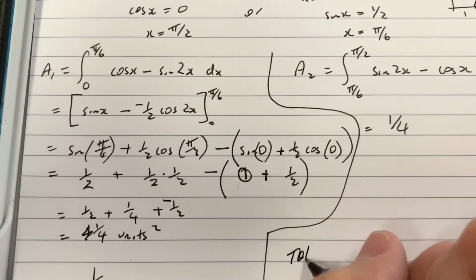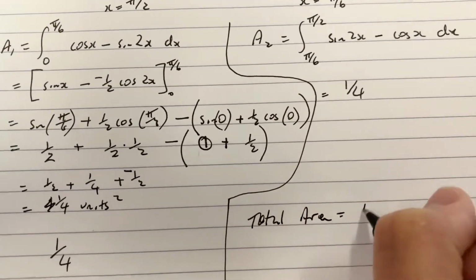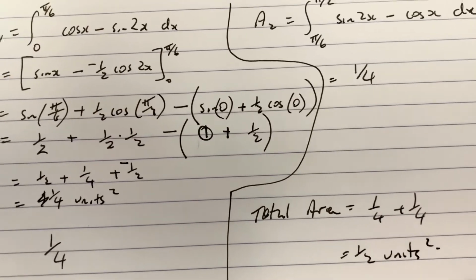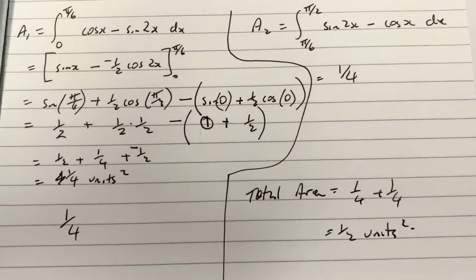So obviously now total area is a quarter plus a quarter is a half units squared. Okay, there we go, everybody.